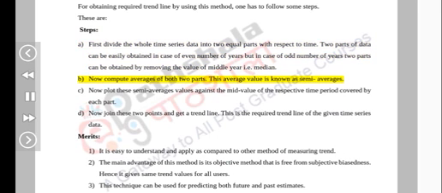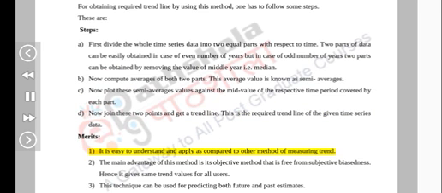B. Now compute averages of both parts. This average value is known as semi-averages. C. Now plot these semi-average values against the mid-value of the respective time period covered by each part. D. Now join these two points and get a trend line. This is the required trend line of the given time series data.